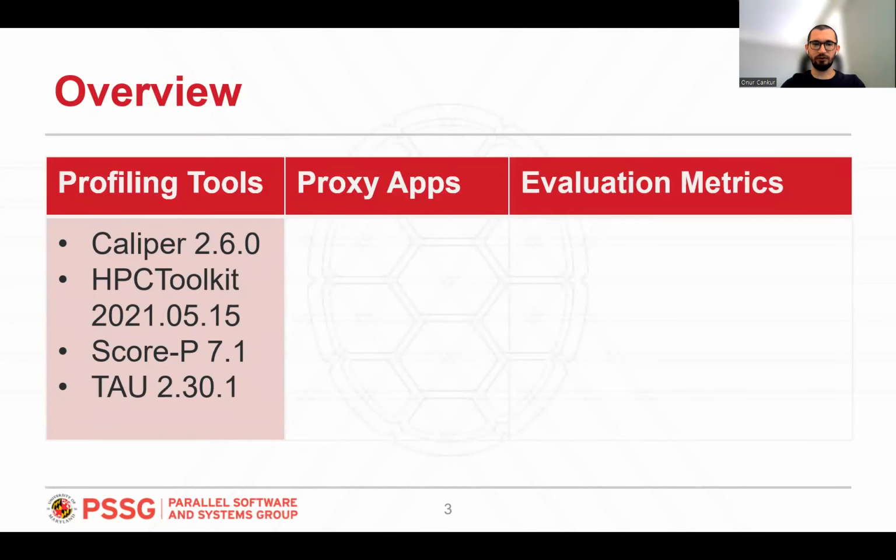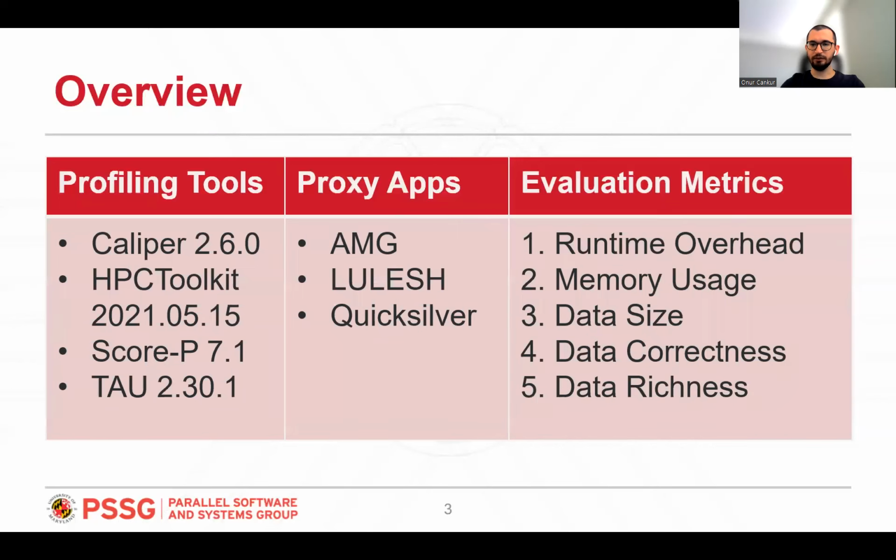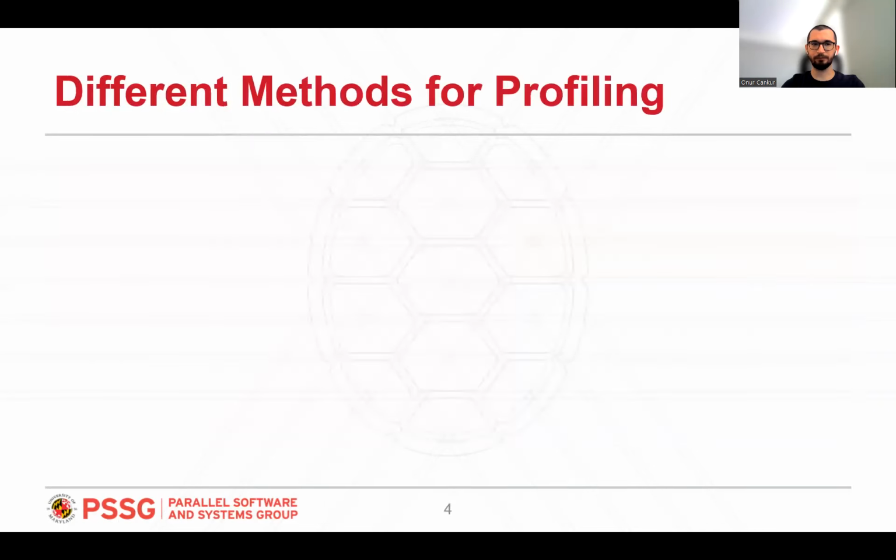Specifically, we compare Caliper, HPCToolkit, Score-P, and Tau using AMG, Lulesh, and Quicksilver proxy applications, considering their runtime overhead, memory usage, data size, data correctness, and data richness.